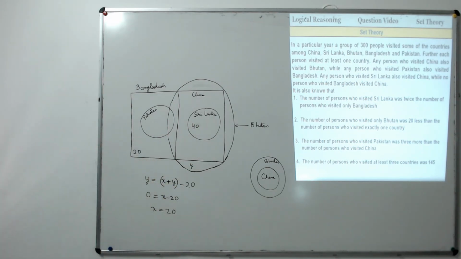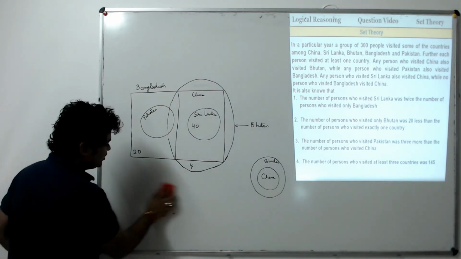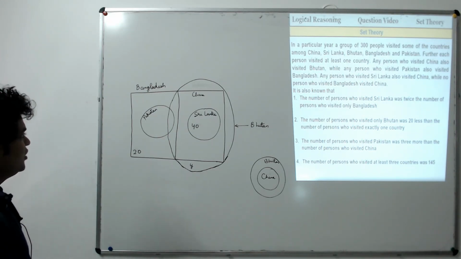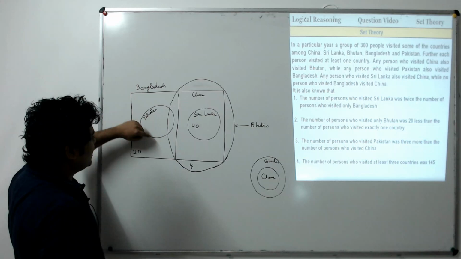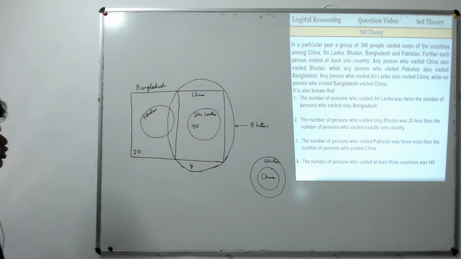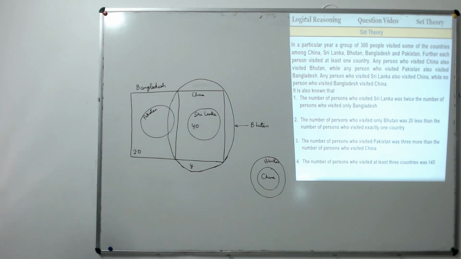I can rub this equation that we have solved here. We have already taken care of that in the diagram. Now the third point is the number of persons who visited Pakistan was 3 more than the number of persons who visited China. So all the people who visited Pakistan was 3 more than who visited China. Right now we do not have anything to write here, so we will ignore it as of now. Let's go to the fourth one.